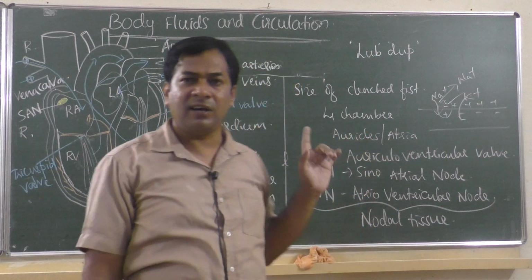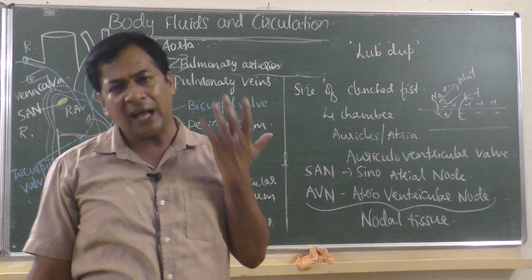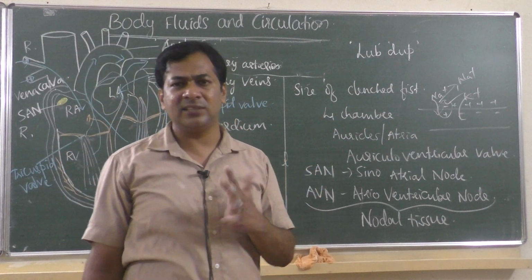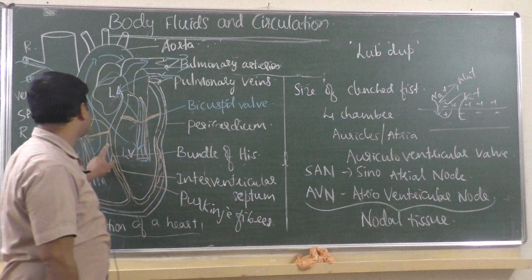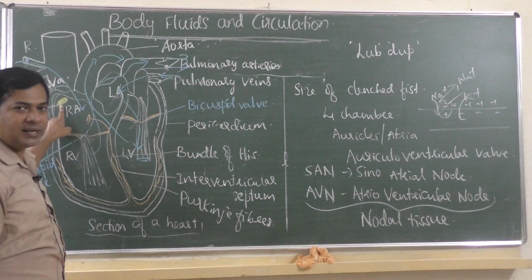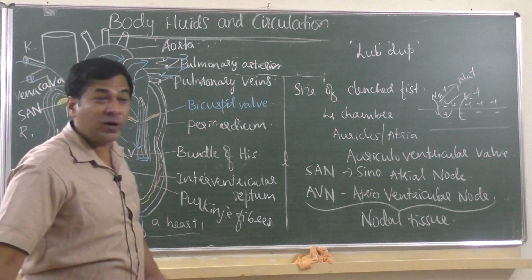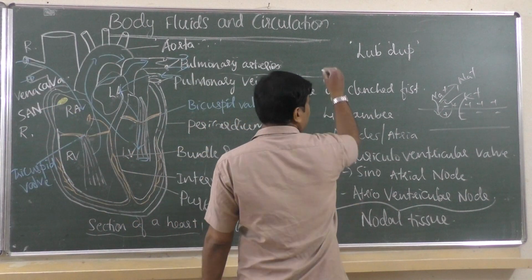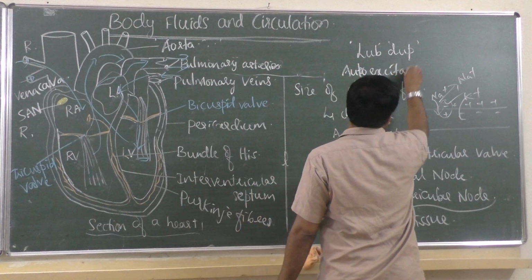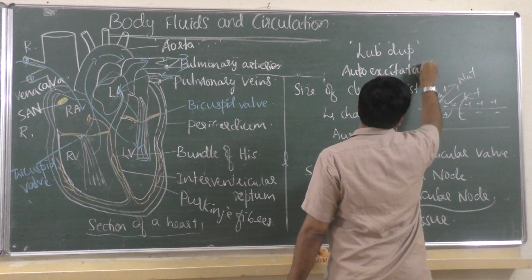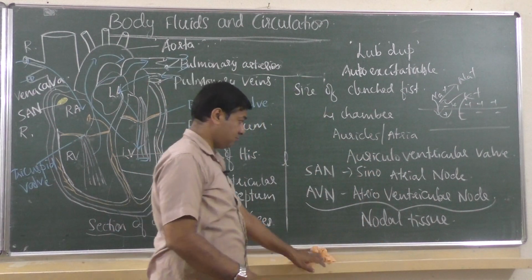But here, in the case of the heart, no stimulus is required. Nothing is required to show a response. Naturally it shows a response. The heart is not under our control, it is self-controlled. So the neurons present here, especially this SAN, the sinoatrial node, that is a special nodal tissue, meaning neural tissue. They are auto-excitable. Auto means self. Excitable means they generate a signal on their own.